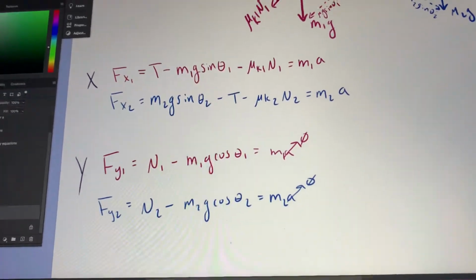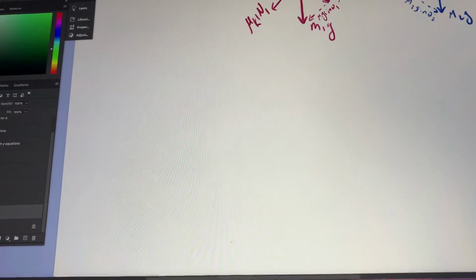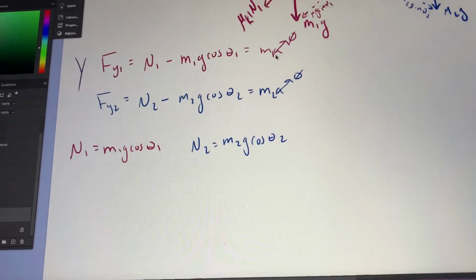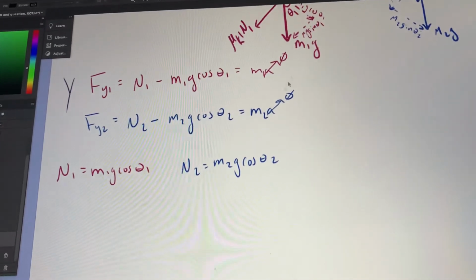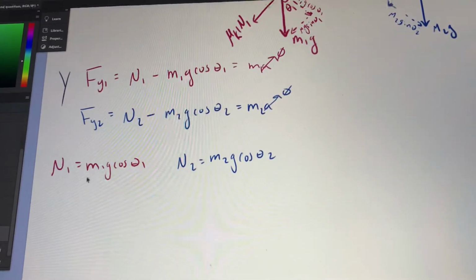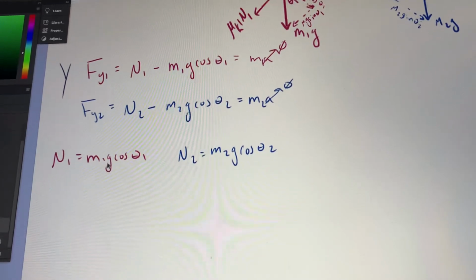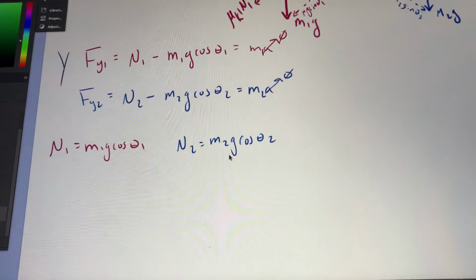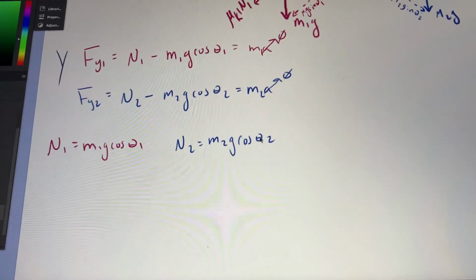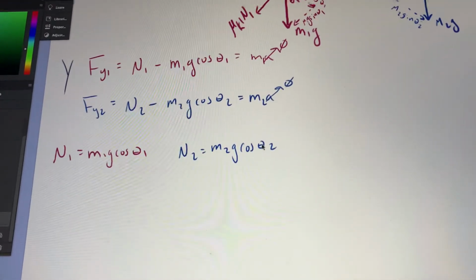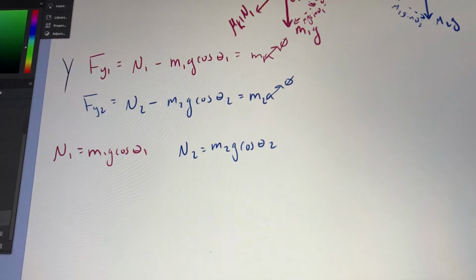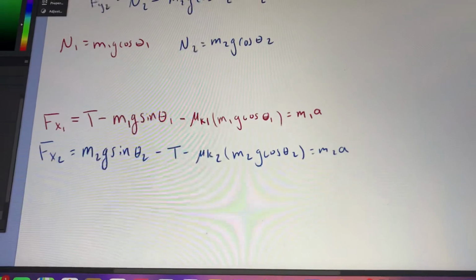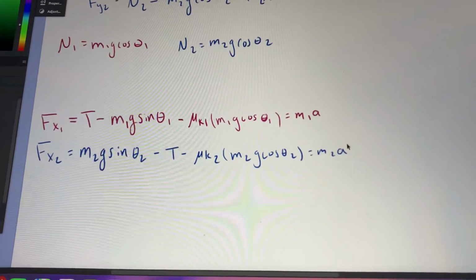So the next step would be to solve for N for both of the y equations. So since neither of the masses are accelerating upwards, both the equations are equal to 0. So N1 is equal to mass 1 times gravity times cosine of theta 1, and N2 is equal to mass 2 times gravity times cosine of theta 2. So we can plug these into the x equations, and we get these two equations here.